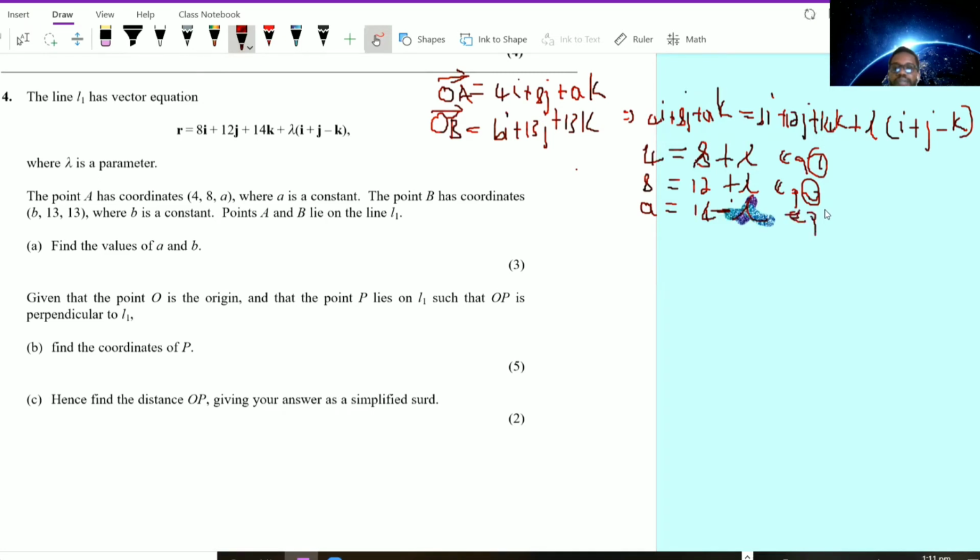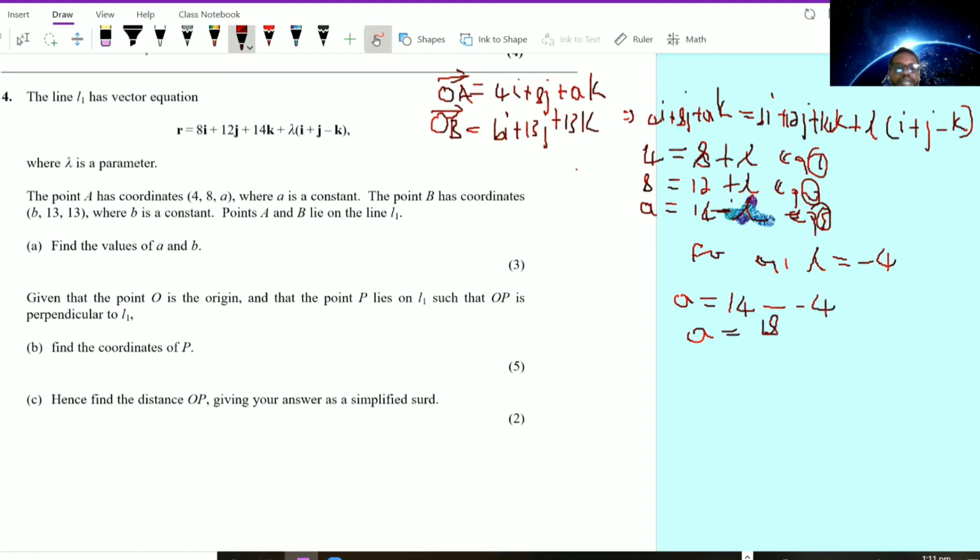That's equation 3. Okay, so you have 3 equations. I simply just need to find lambda. So from equation 1, 4 equals 8 plus lambda. Lambda is obviously going to be minus 4. I just need to sub this in equation 3 to get A. So A is equal to 14 minus negative 4. A would be equal to 18. And there you have the value for A.